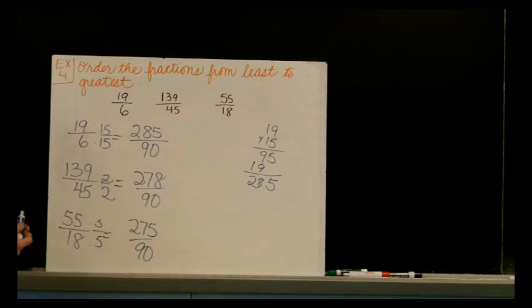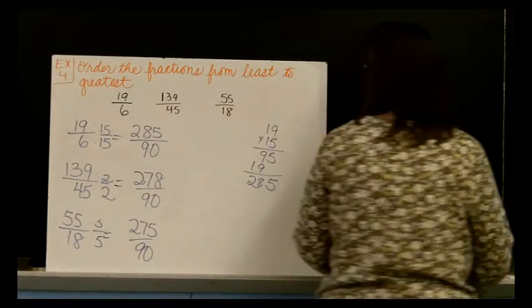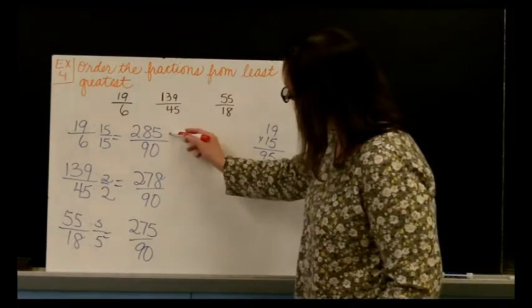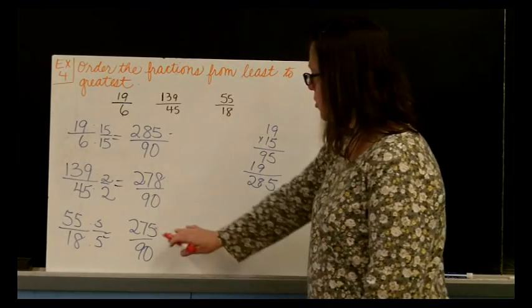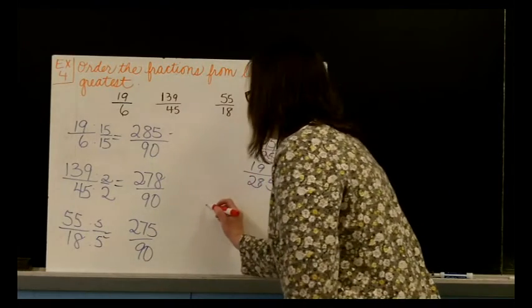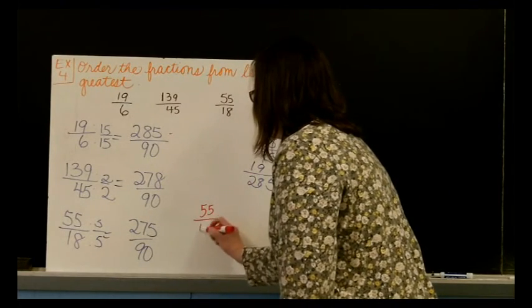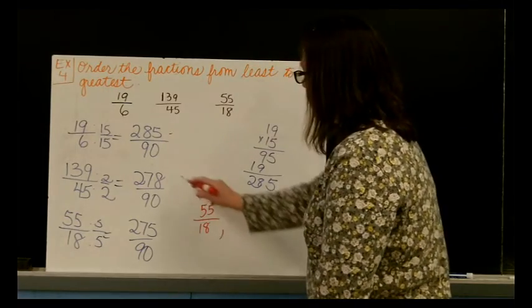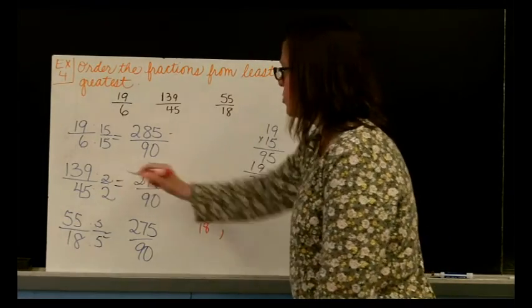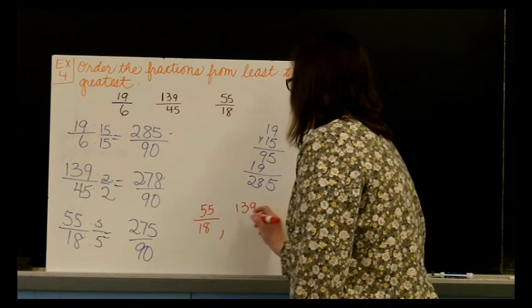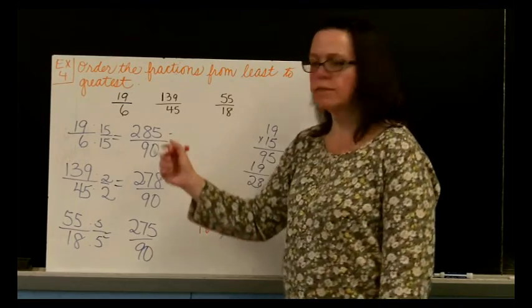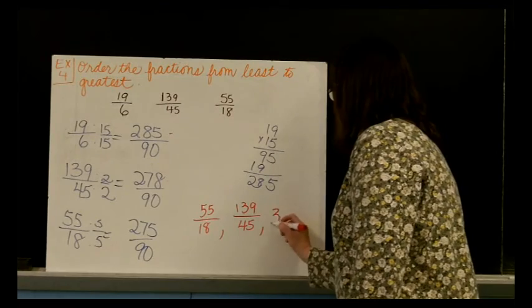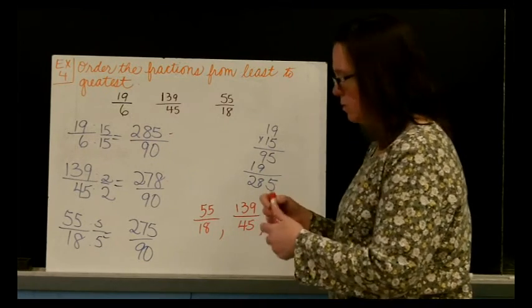Now that we have made all of our equivalent fractions, we have to go back to our directions to see that we have to order these fractions from least to greatest. So here, now that our denominators are equal, we look at our numerators. 275 is the least, which means 55/18 is the least. Next, we have 278/90, which is 139/45. And finally, we have our 285/90, which, if you remember, was a mixed number, 3 and 1/6.